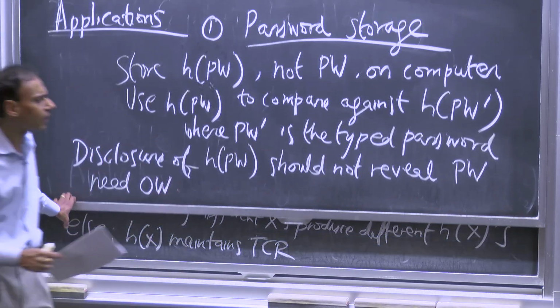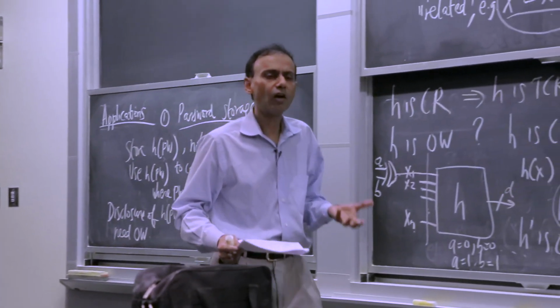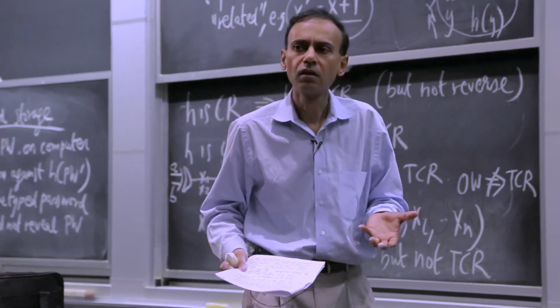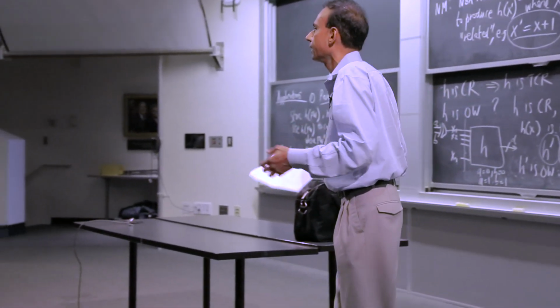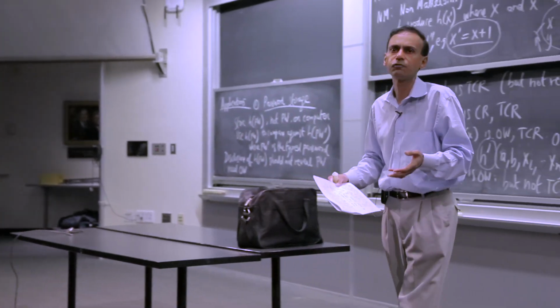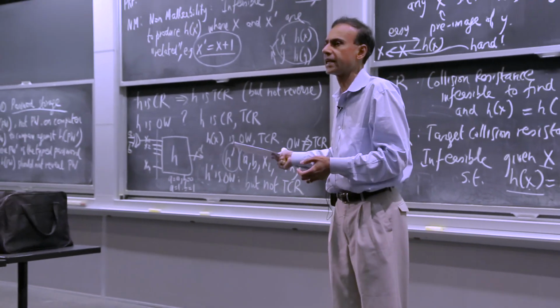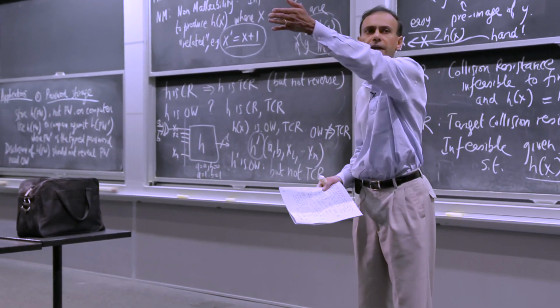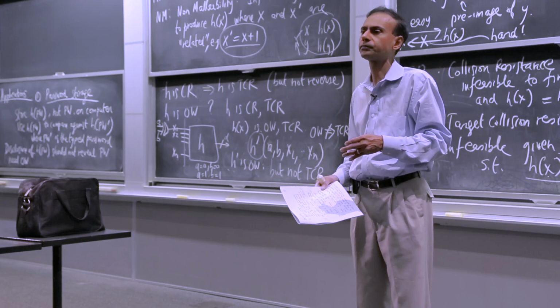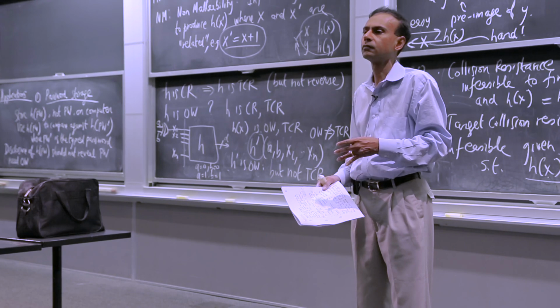What about collision resistance? Our target collision resistance? Think practitioner now, right? Are we interested in this hash function being collision resistant? What does that mean in this case? Give me the context in this particular application. Yeah, go ahead. It means that someone entering a different password will have the same hash.